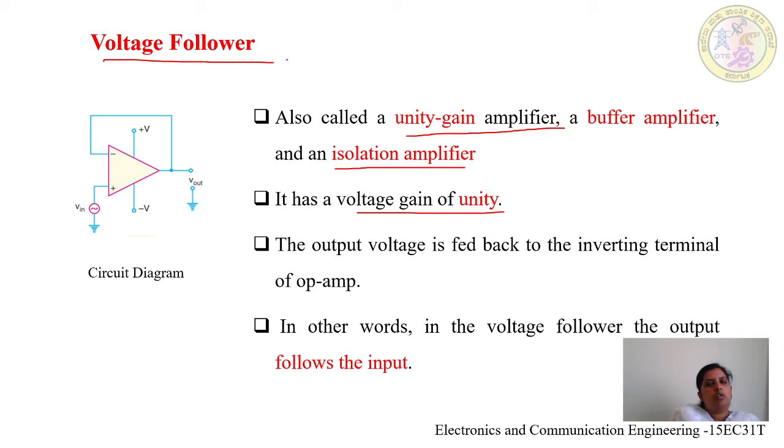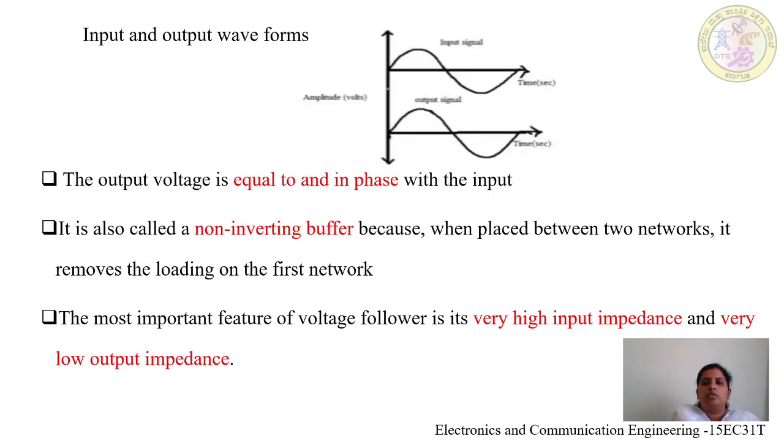So the voltage follower is defined as, in the voltage follower the output follows the input. So if this is the input voltage, this will be the output voltage. The output voltage will be equal to and in phase with the input.